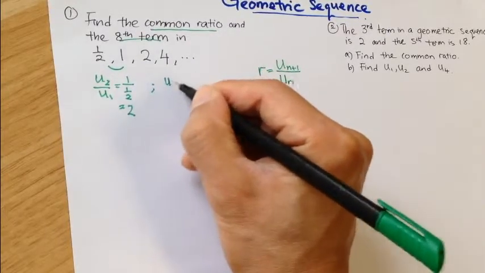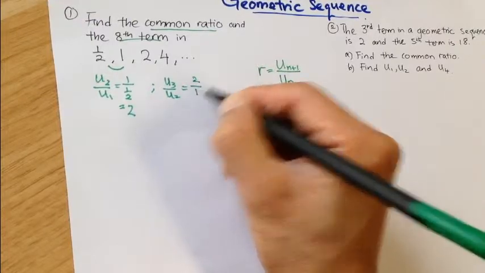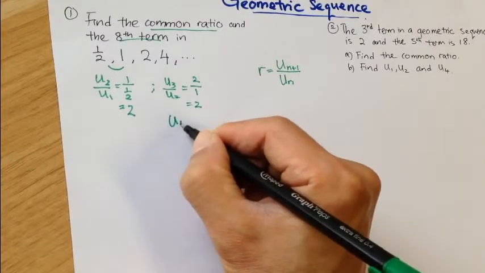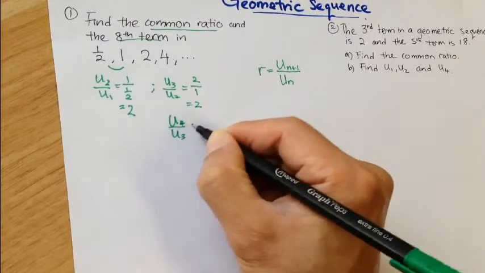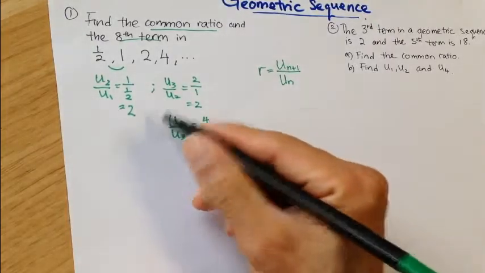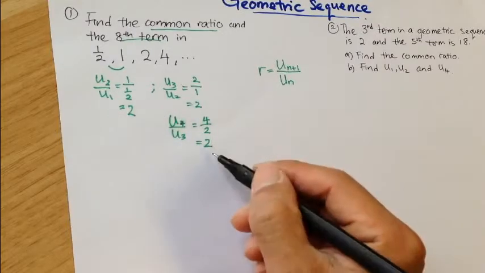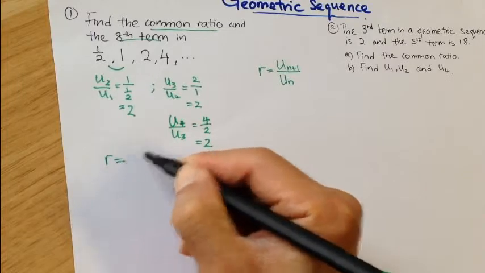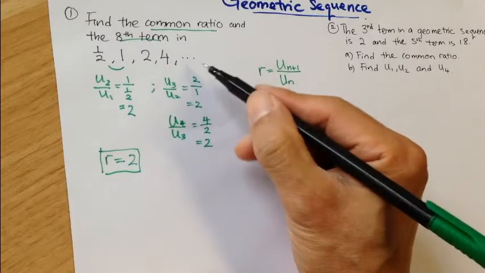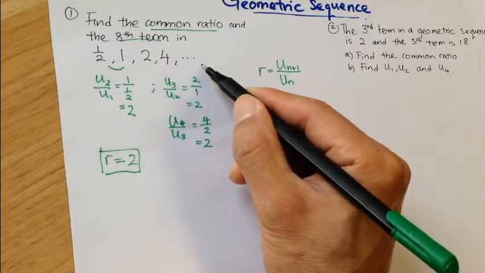How about u3 divided by u2? Well, in this case, it's 2 divided by 1, which is also 2. In fact, how about u4 divided by u3? This is 4 divided by 2, which is also 2. You can see that the ratio is always the same. So this is what we call the common ratio. In this case, our common ratio is 2 for this particular sequence. And because this sequence always has a common ratio of 2, this is called a geometric sequence.